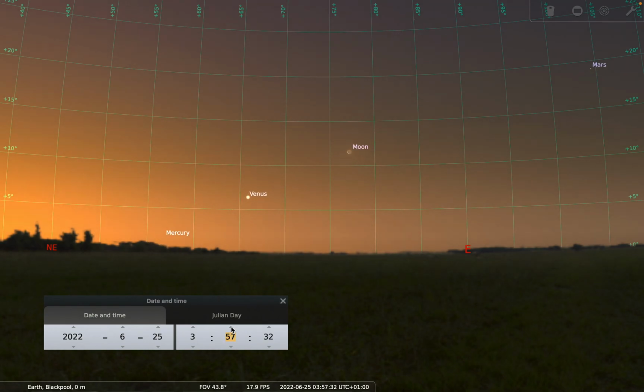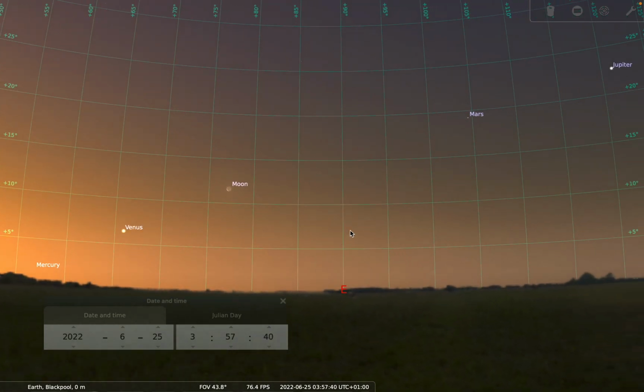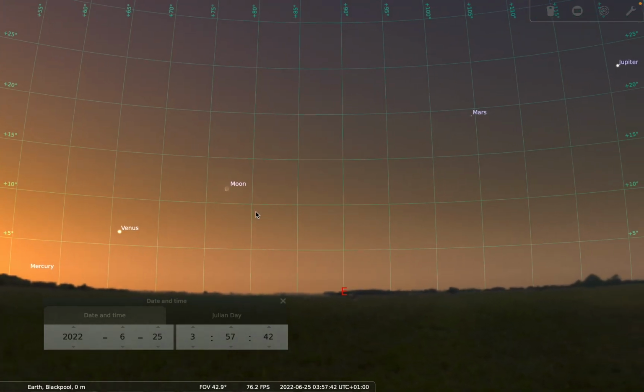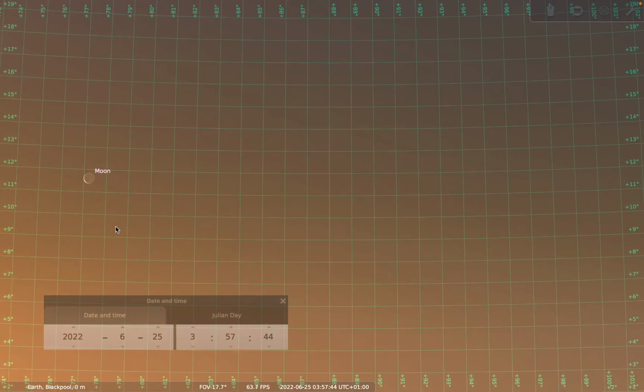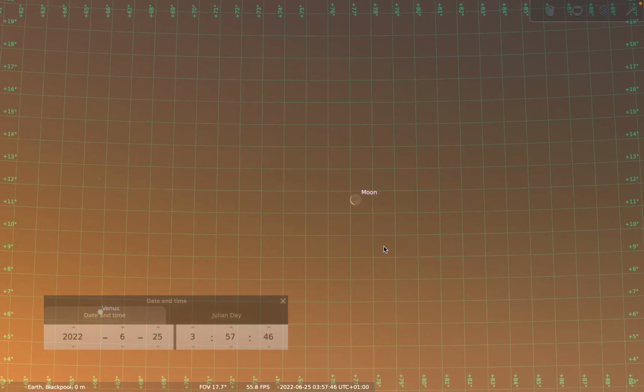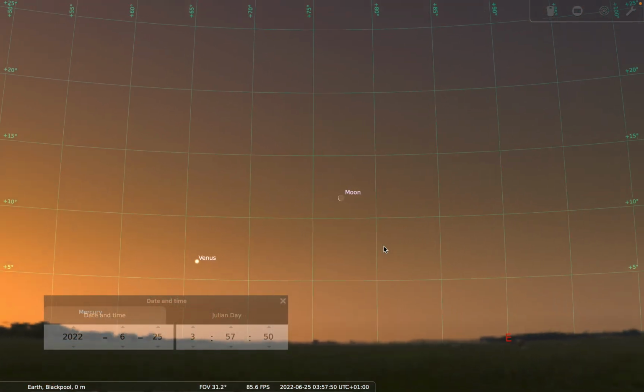This is what they were talking about. So we've got Mercury, can you see, just rising up there towards the northeast. Then we've got Venus. Then I'll just zoom in on that for you. It's a waning crescent moon, a very nice waning crescent moon. Can you see that there?